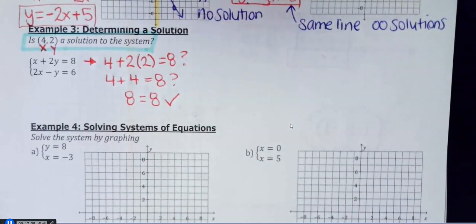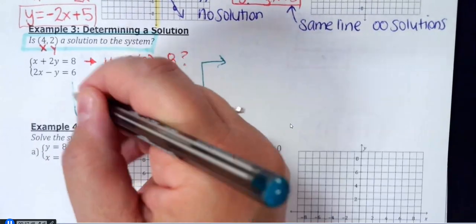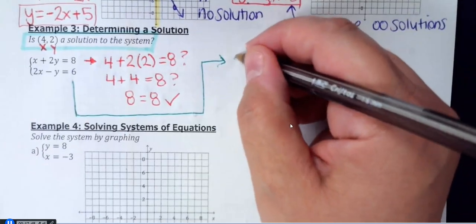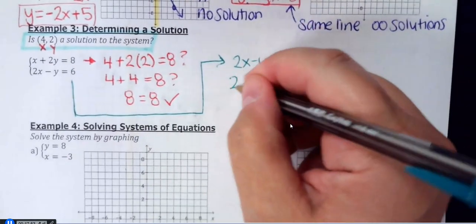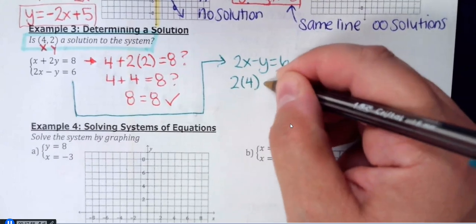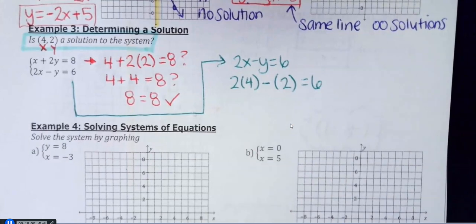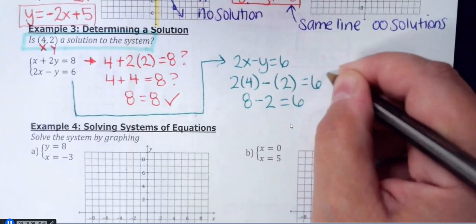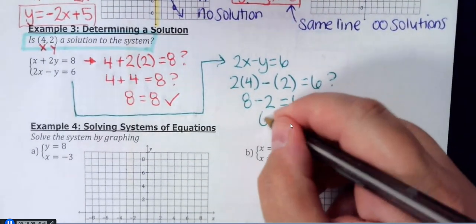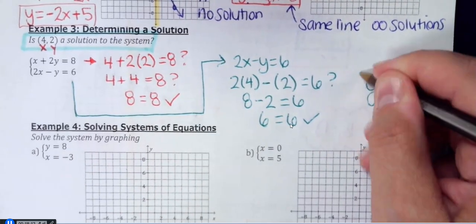But for it to be a solution to the system, it has to work for both. So you just have to plug it in one more time. The other equation was 2x minus y equals 6. Same thing: everywhere I see an x, I'm going to replace it with the x-coordinate of that point, which is 4. Everywhere I see a y, I'm going to replace it with the y-coordinate, which is 2. So I'm going to end up with 8 minus 2. We're seeing if that's equal to 6. For sure, this is 6 equals 6. And so if it works for both, then it is a solution to the system.